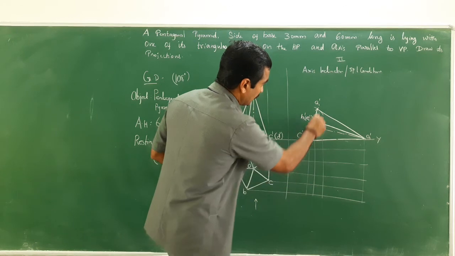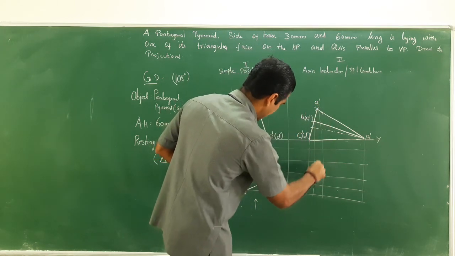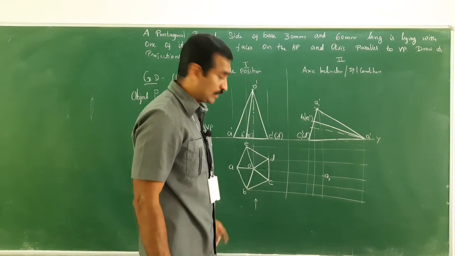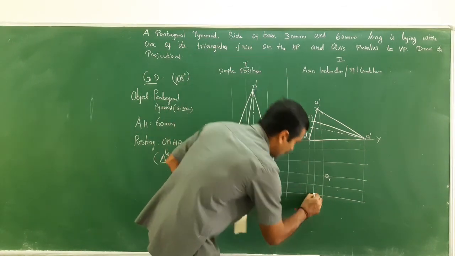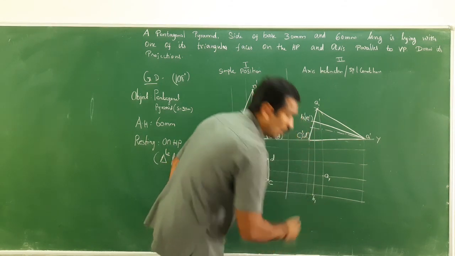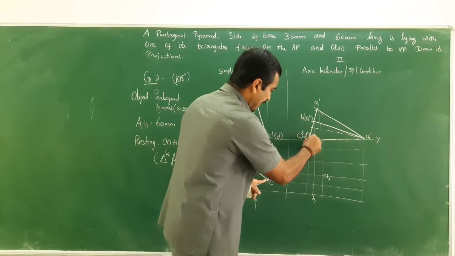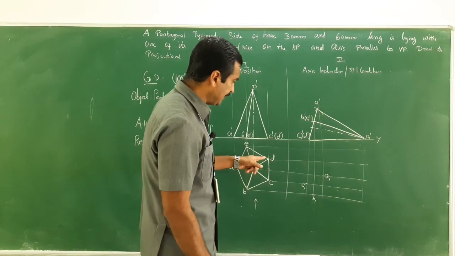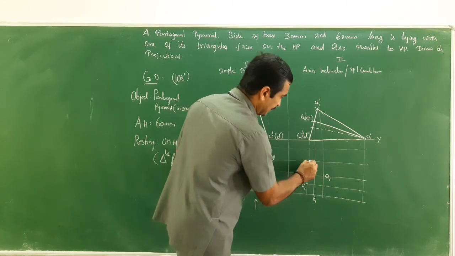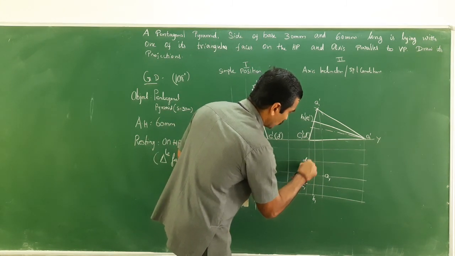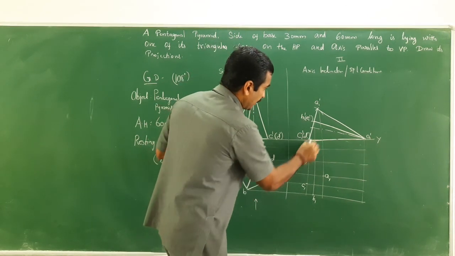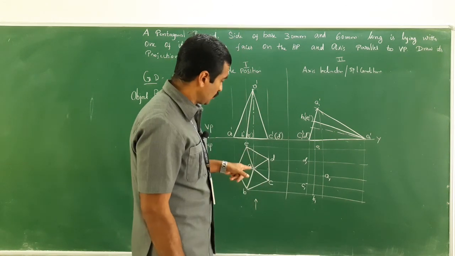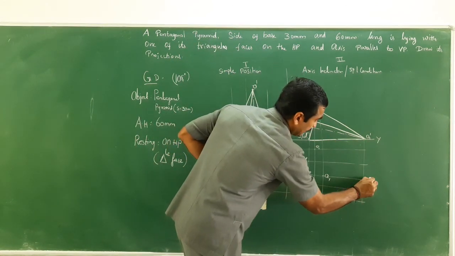A is here and A. So A and A are meeting here, and this could be A1. Now B and B are meeting here, this could be B1. C and C are meeting here, this could be C1. And D and D are meeting here, this could be D1. E and E are meeting here, this could be E1. What about the apex? O and O are meeting here, this could be O1.